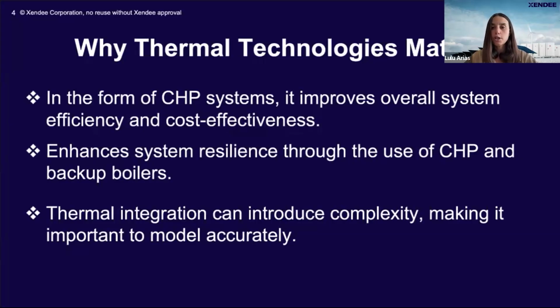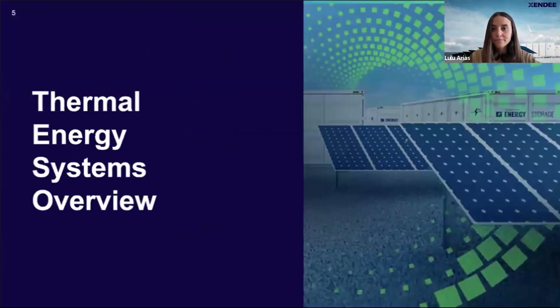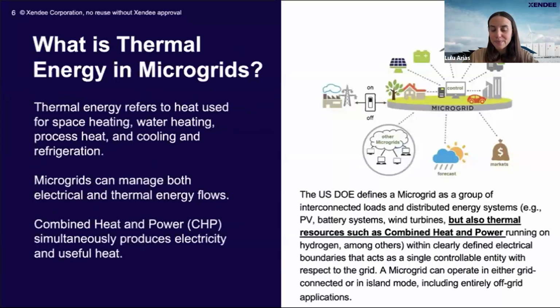So this integration, where technologies like CHP interact with chillers, boilers, heat pumps, introduces significant modeling complexity. We have to balance competing energy streams and manage heating, cooling, and electricity simultaneously. This is precisely why Xendee's multi-energy optimization is critical. And we'll see this in more detail in a couple of slides. So this kind of sets the stage for the rest of the technical discussion, so let's get into it.